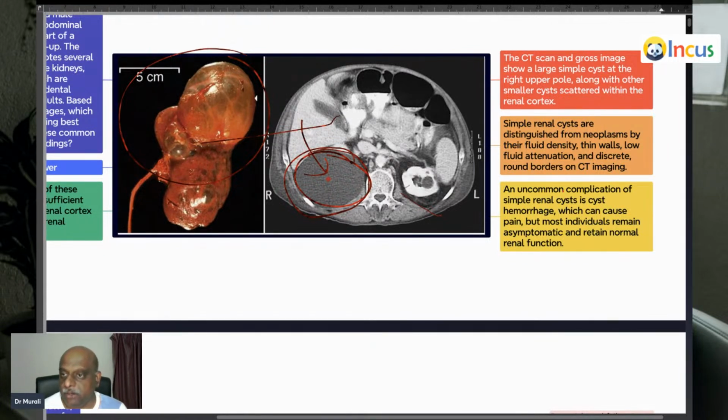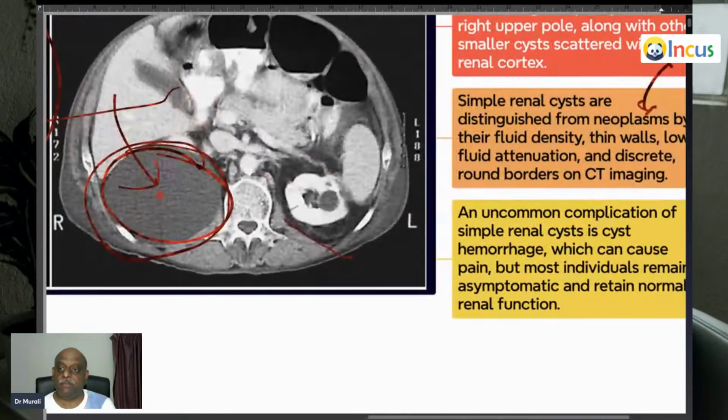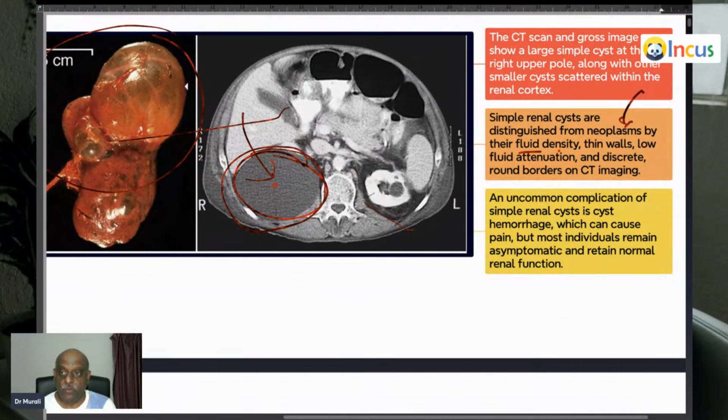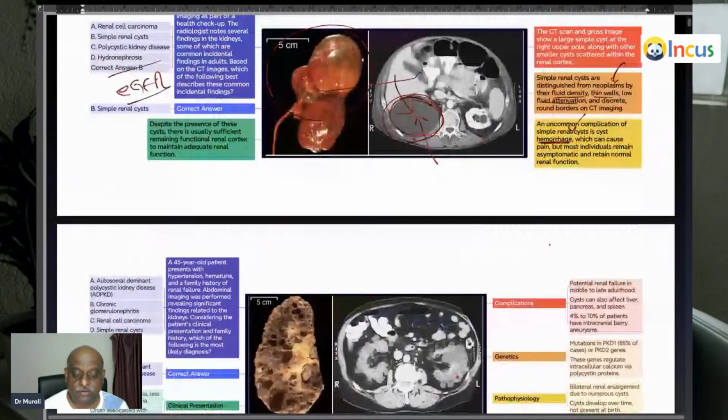Now, one of the very important questions: how do you distinguish a simple renal cyst from a neoplasm? Because of the fluid density, thin wall, low fluid attenuation on CT imaging, and discrete round borders on CT imaging. So these are the things. But the only complication of the simple renal cyst is hemorrhage. Many people remain completely asymptomatic throughout their lives with renal cysts, which is what you need to remember.